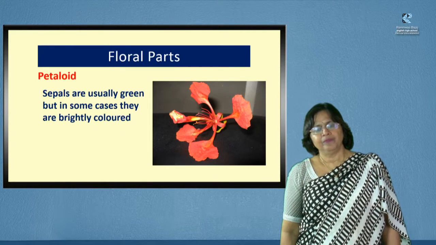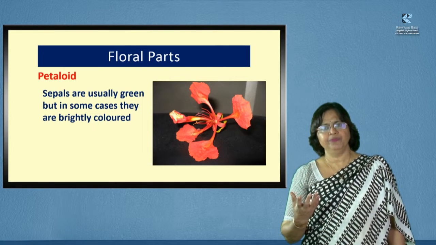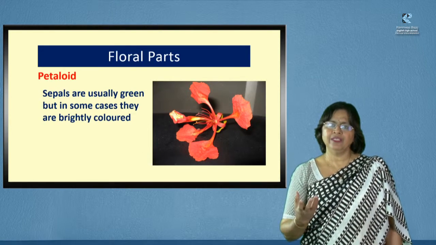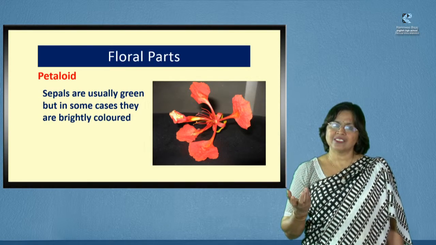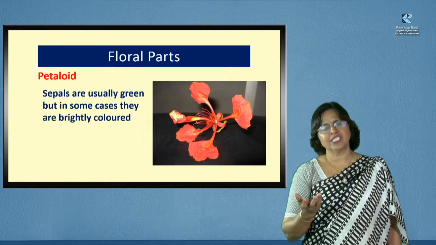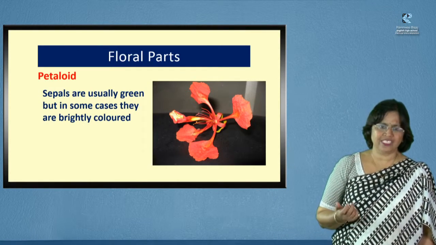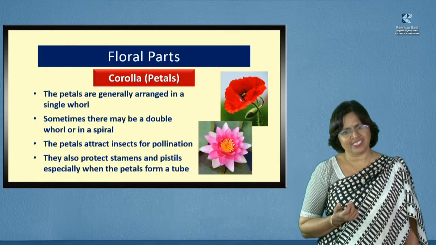The sepals, once the flower is open, may not remain green but may turn colorful. They look like petals. They are called petaloid sepals, as we see in most gulmohar flowers. Brightly colored sepals are called petaloid sepals.